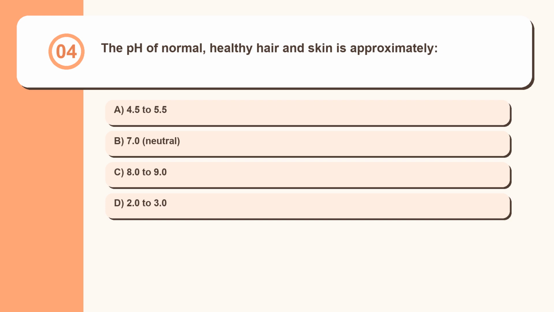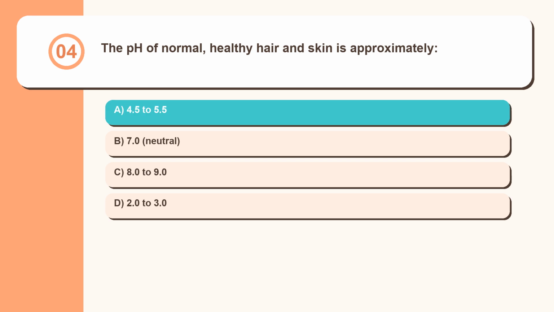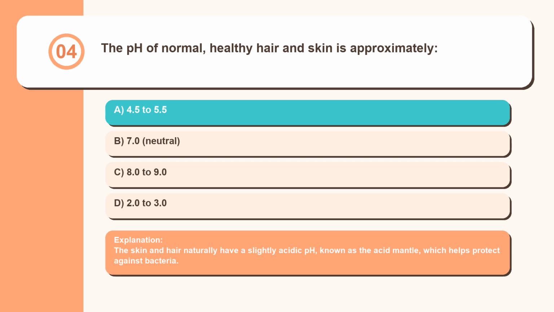Question 4. The pH of normal, healthy hair and skin is approximately: 4.5 to 5.5, 7.0 neutral, 8.0 to 9.0, 2.0 to 3.0. The skin and hair naturally have a slightly acidic pH, known as the acid mantle, which helps protect against bacteria.